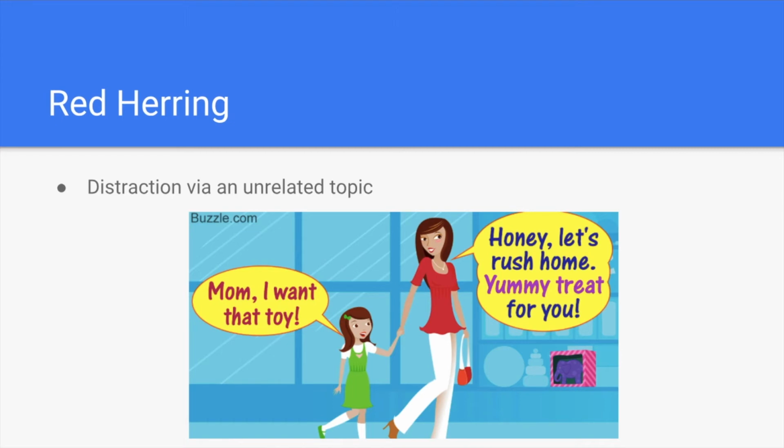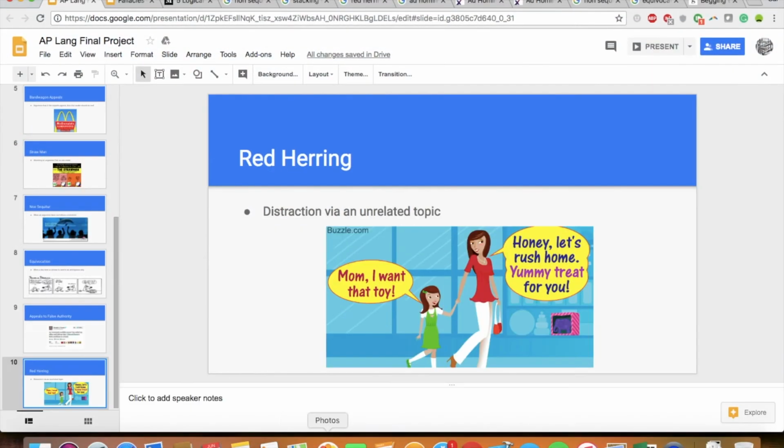It doesn't even relate. For example, this girl's talking to her mom, Mom, I want that toy. And the mom's saying, honey, let's rush home. The yummy treat for you, I guess. And it's like completely unrelated topic just to throw her off of thinking along the same path she's thinking about earlier. And those are a couple of fallacies.